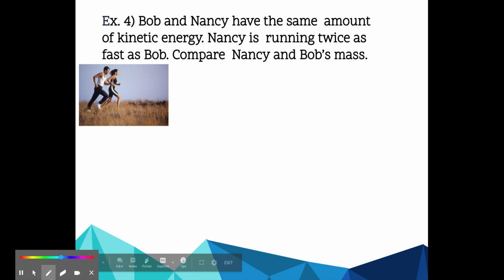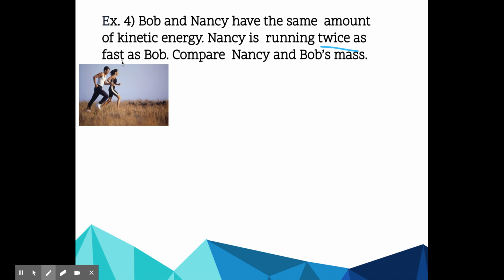Okay. Bob and Nancy have the same amount of kinetic energy. Nancy is running twice as fast as Bob. Compare Nancy and Bob's mass. Usually you guys get these questions, you're like, what? There's no numbers. Well, there actually is. Same amount. So that means they both have the same EK.